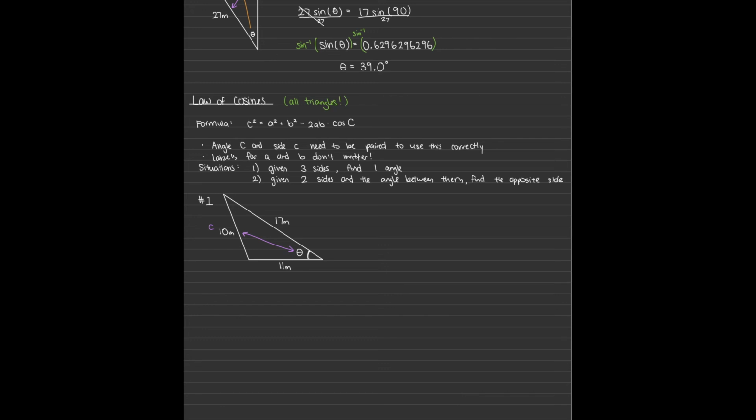All right, so c squared in this case, 10 squared, is equal to a squared plus b squared, so the other two sides, say 11 squared plus 17 squared, minus 2ab, so 2 times 11 times 17, times the cosine of our angle, so times cosine of our unknown angle, theta. So if I want to find theta, I need to solve that equation. Let's get to it. 10 squared is 100.